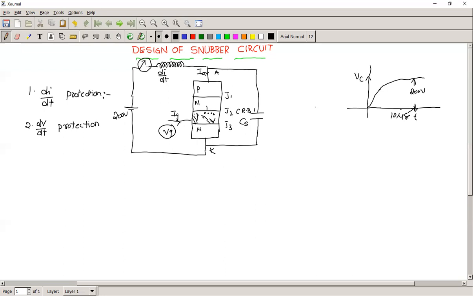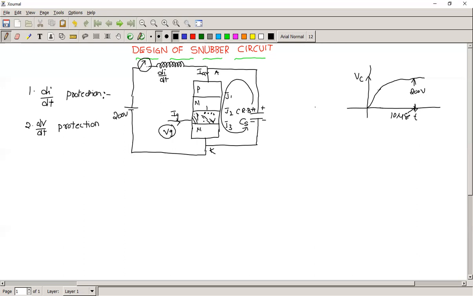After this point, if you apply the gate voltage to the SCR, the junction J2 will break down. Once the junction J2 breaks down, the device is on. Once the device is on, the capacitor will discharge through the SCR. The capacitor will discharge through the SCR.